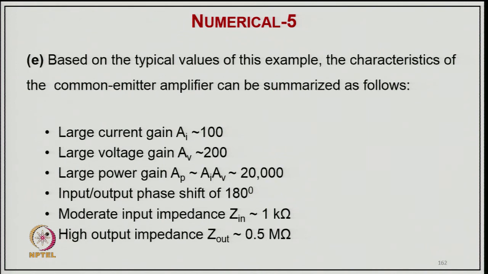And typically putting all these values we get the output impedance 500 kilo ohm, and based on the values in the examples, the characteristics of the common emitter can be summarized as large current gain 100, large voltage gain 200, and power gain 20,000, and input output phase shift is 180 degrees, input impedance 1 kilo ohm, and high output impedance is around 0.5 mega ohm.